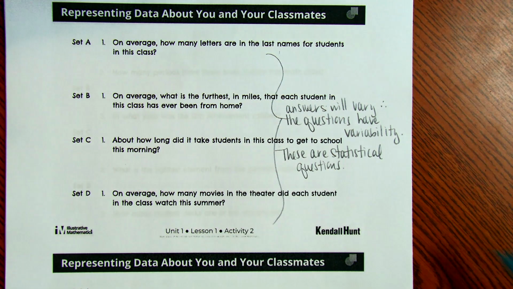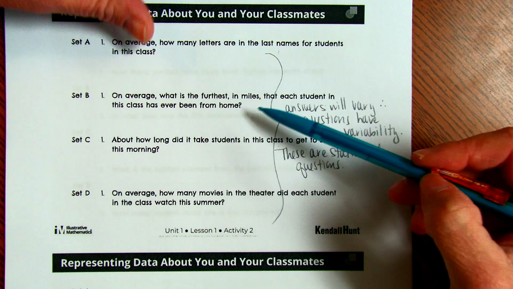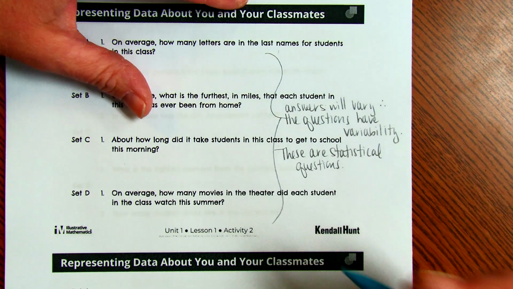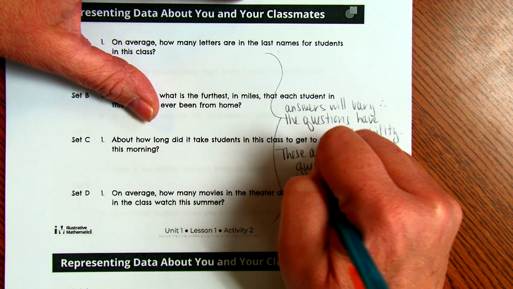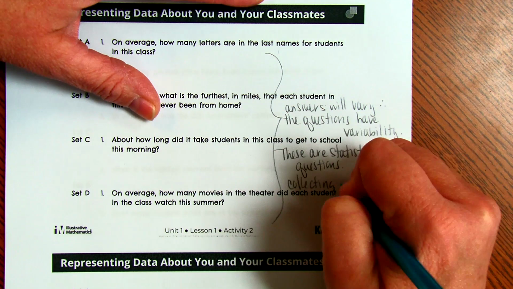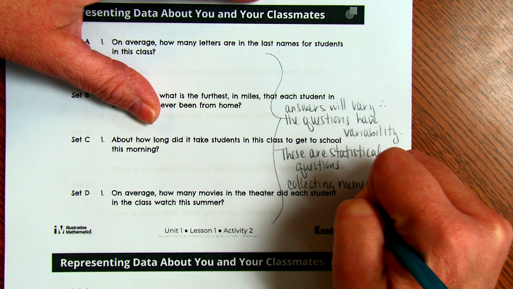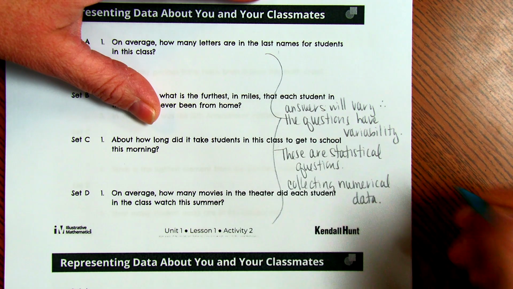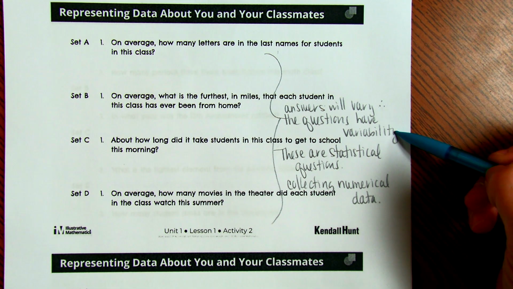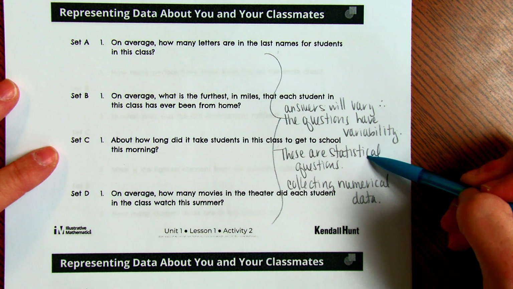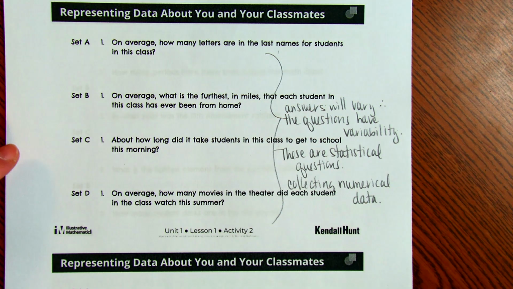And it just so happens that all these are going to be numbers. Okay, so how many letters in your last name? How many miles? How long did it take? So these are numbers. So this is actually collecting numerical data. Okay, so if the answers will vary, they have variability, which means that they are a statistical question because they have variability, and then we are collecting numerical data.